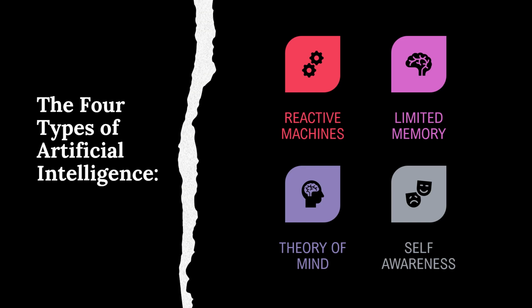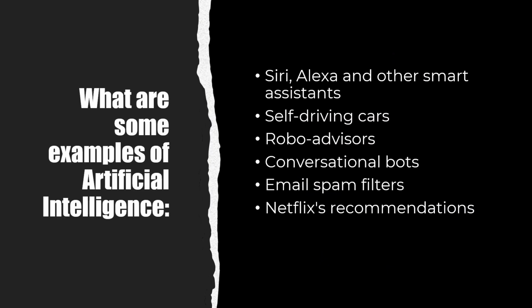And let's move on. These are some examples of AI. We all know these voice assistants in our mobiles. iPhone has Siri, and Android phones have Google Assistant, Alexa. The self-driving cars like Tesla, etc. Robo advisors, conversational bots, email spam filters, Netflix's recommendations, etc. are all examples of AI.